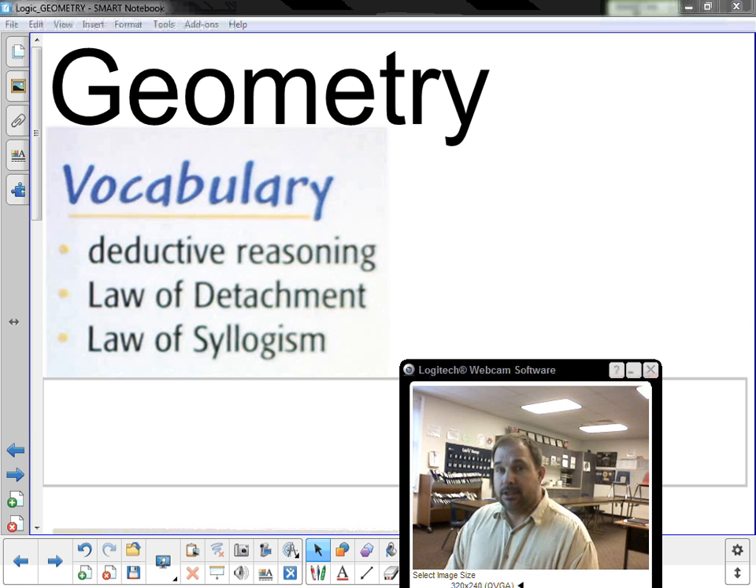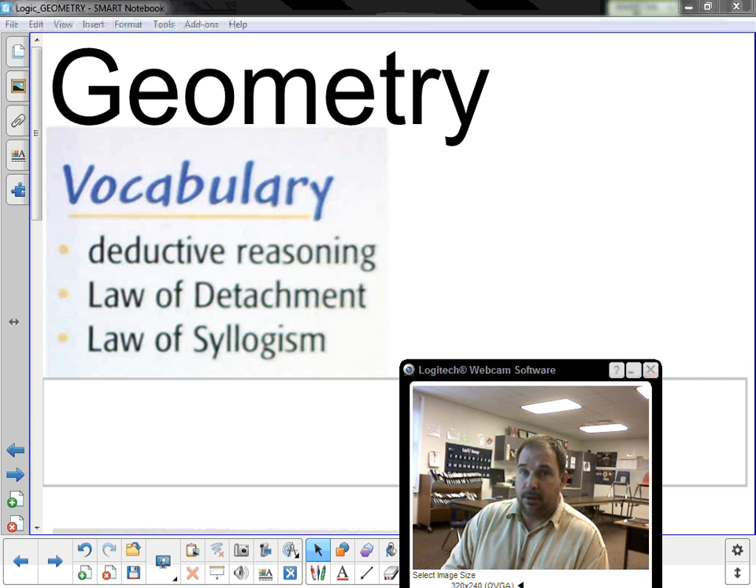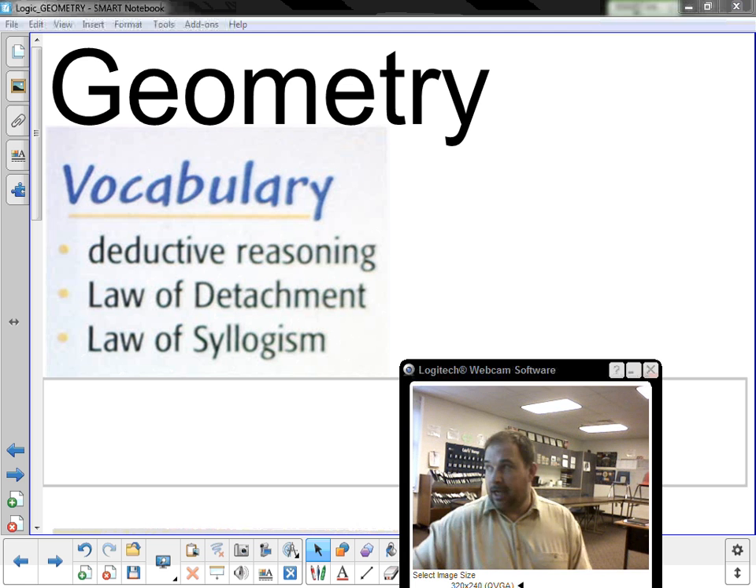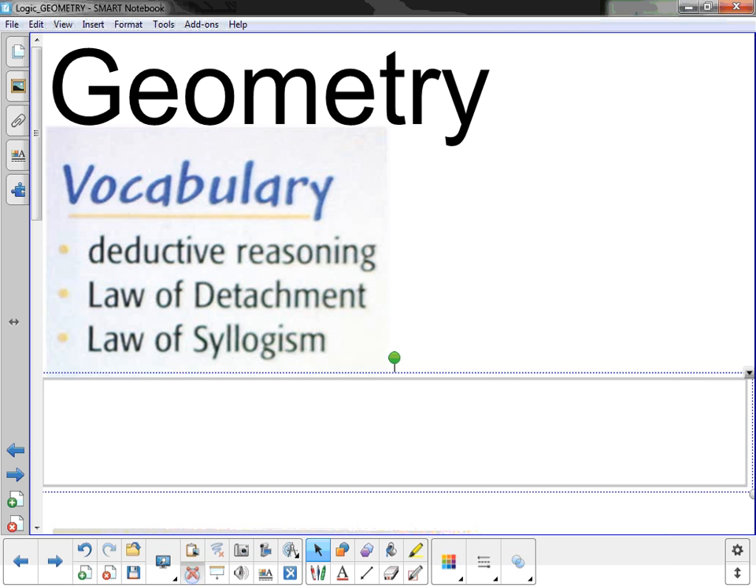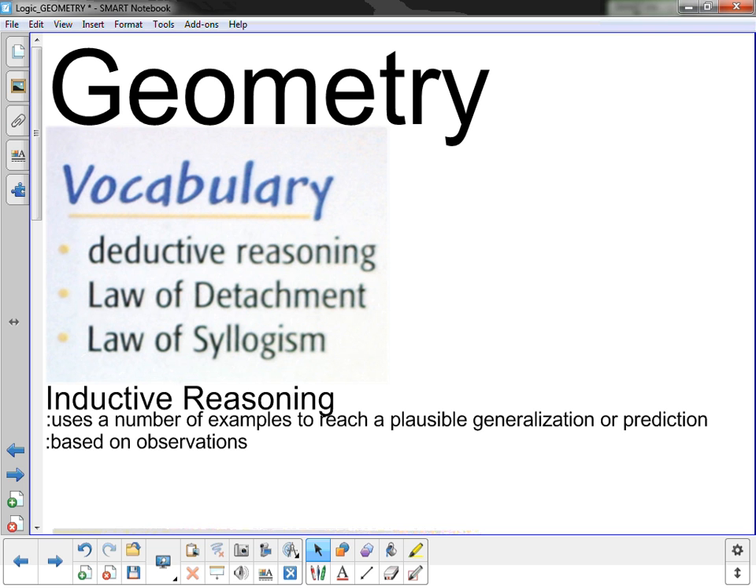But what you have to realize is we are getting away from the original type of logic that we had when we started this unit. When we started this unit, we were using inductive reasoning. Do you remember what inductive reasoning is? Well, let's go back and find out. Inductive reasoning was using a number of examples to reach a plausible generalization or prediction, or you can say to get to a plausible conclusion based off of what we saw.